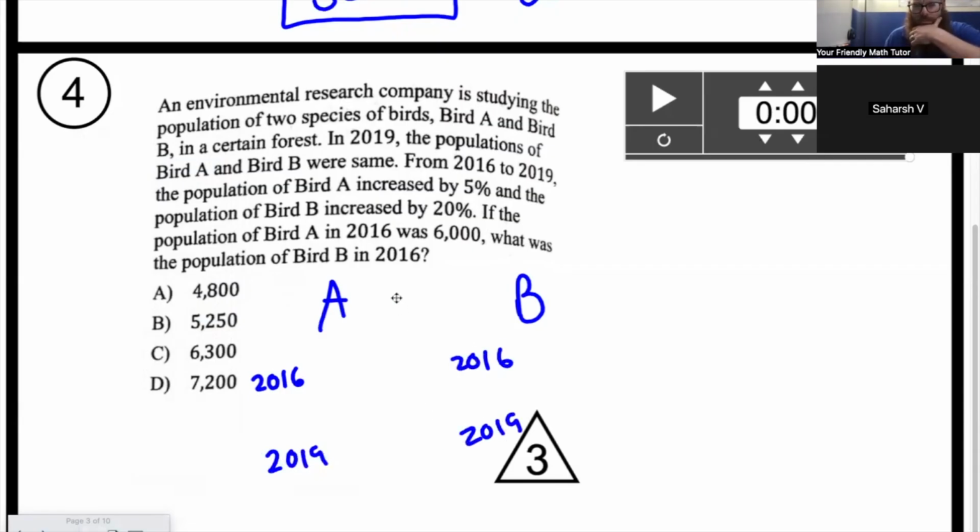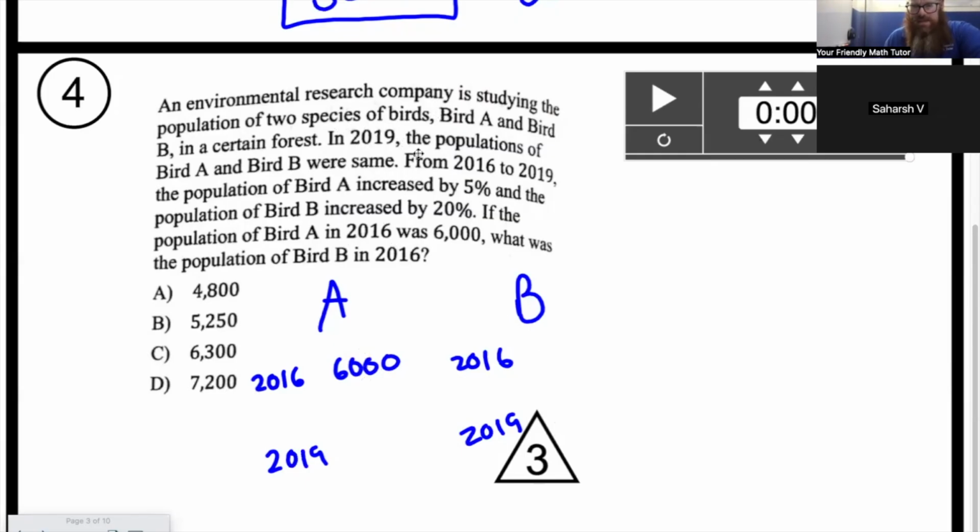So the key is the population of bird A in 2016 was 6,000. All right, so we have that. And then we also know that bird A and bird B in 2019 were the same. So what we want to do is figure out what A was in 2019, which means that's what B was, and then work backward to figure out what B is in 2016.